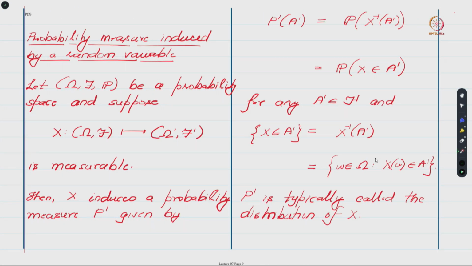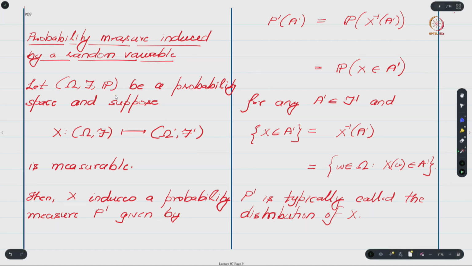Okay, so now that we understand what a random variable is, we will just quickly understand this concept called a probability measure that is induced by a random variable. Okay, so you will soon see that often we will talk about the distribution associated with a random variable, and when we talk about that, at that point in time this concept will actually be very useful. Okay, so what are we talking about?